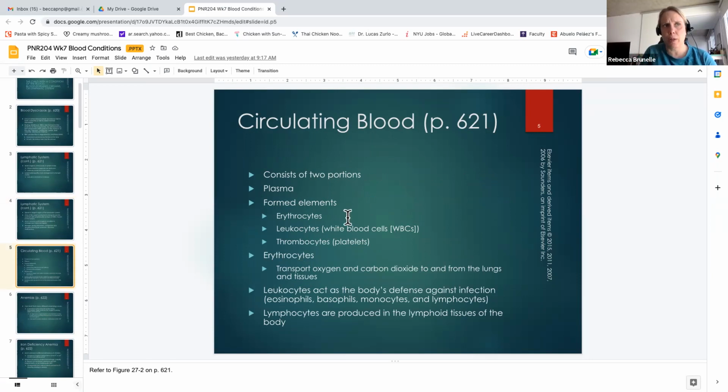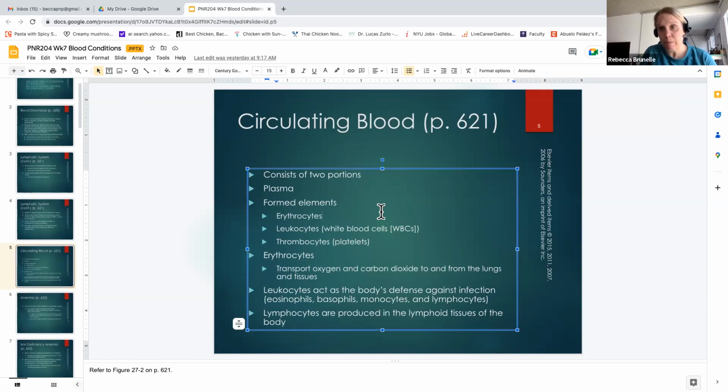Does anyone know what an erythrocyte is? Red blood cells. Red blood cells. Very good. And these other 2 were given to you. Leukocytes are white blood cells, and thrombocytes are platelets. So I would know these 3 terms. They're used interchangeably.